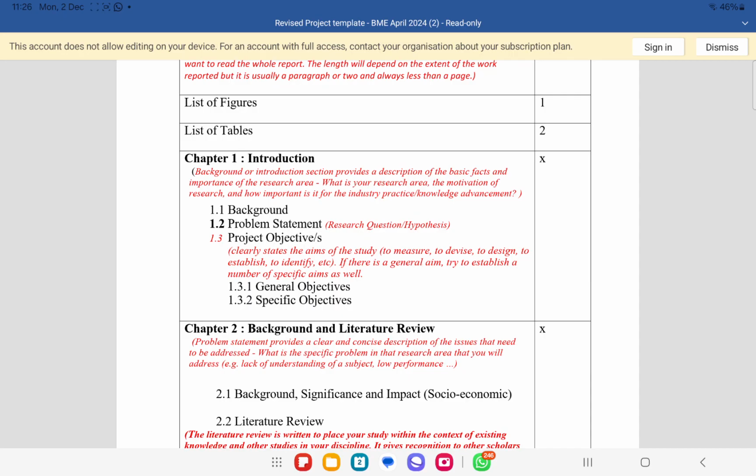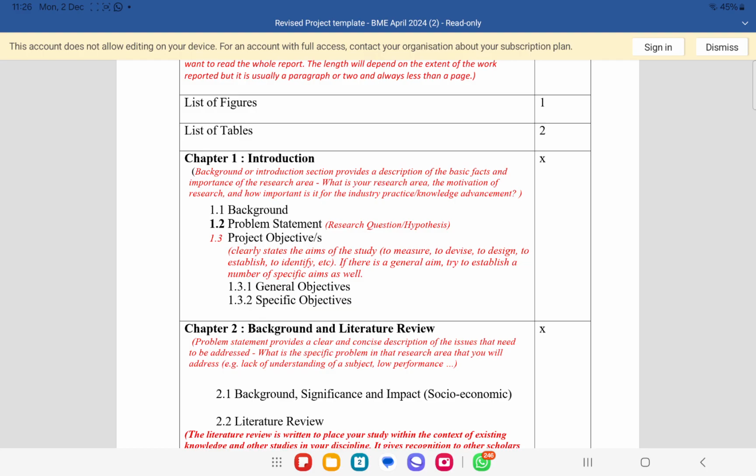And again, the list of figures, list of tables, etc., you will be preparing during the next semester. Okay, in chapter 1, the heading of chapter 1 is introduction. So what is supposed to be covered here? There must be some focus here.